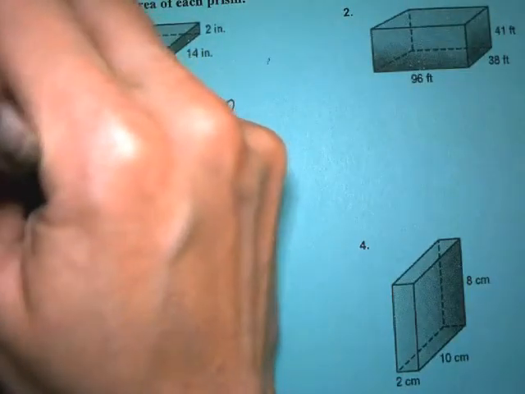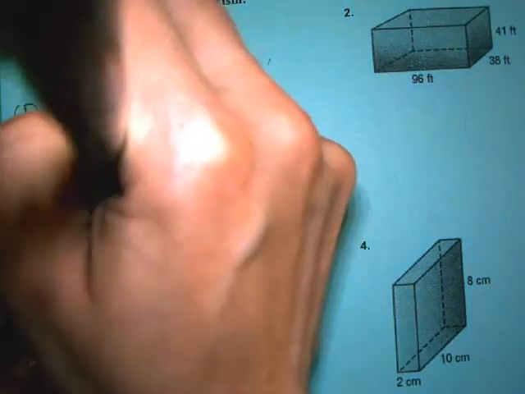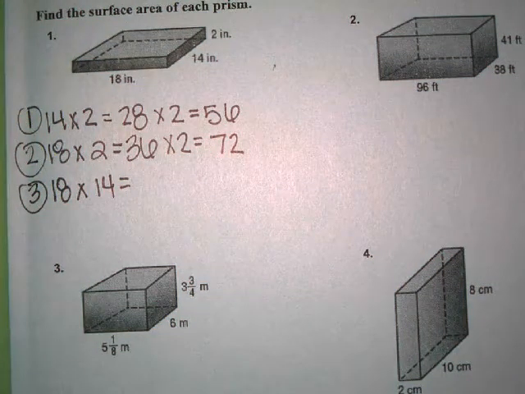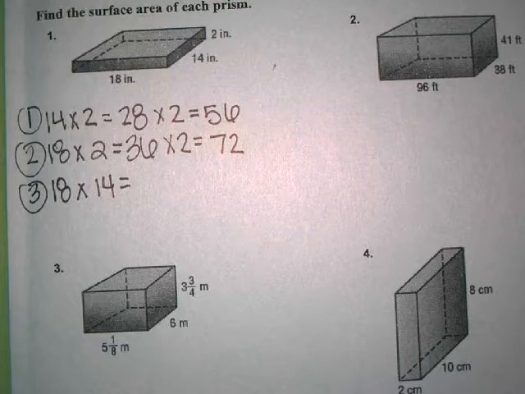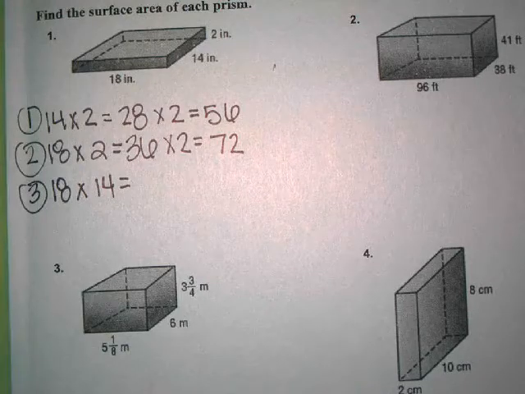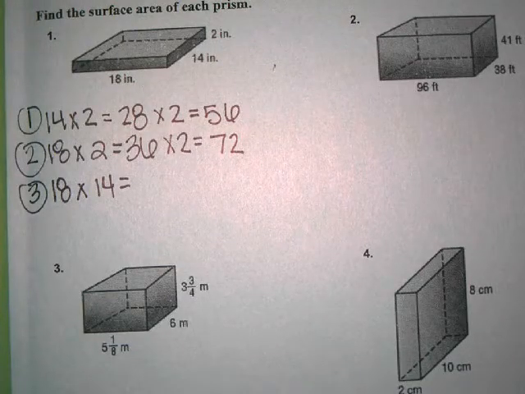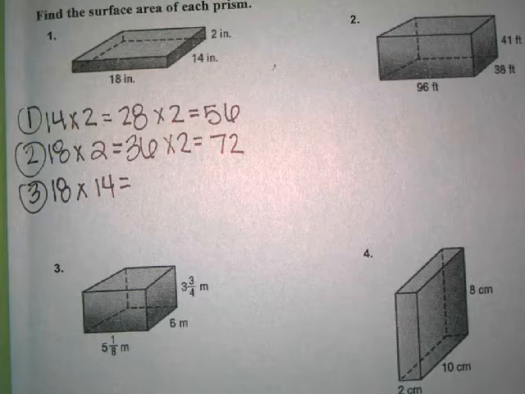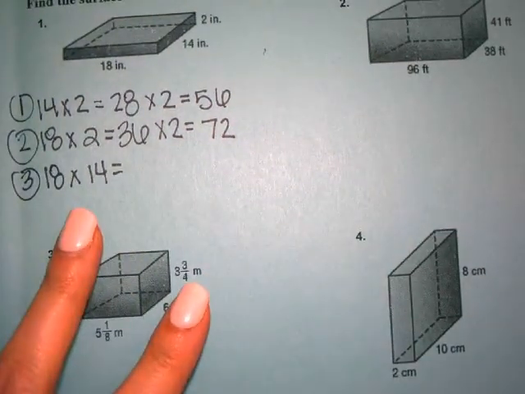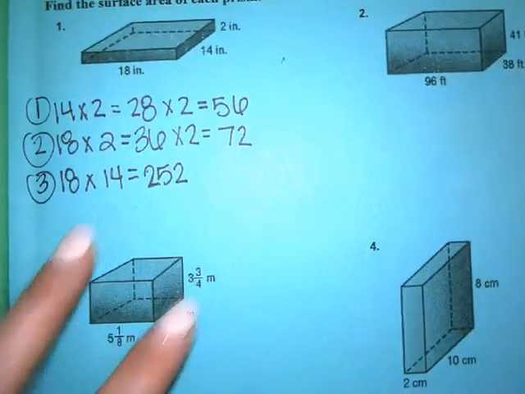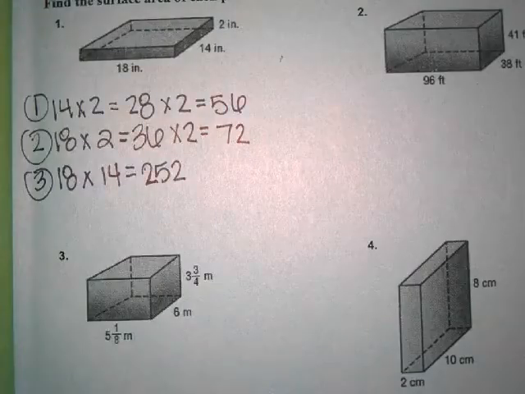18 times 14. This one you'll most likely have to use your calculator for because most of you probably don't have that memorized. And probably a lot of you can't do that in your head. And that's okay. What's 18 times 14, everyone? And if, let's say, the top is 252, that means the bottom has to be what?